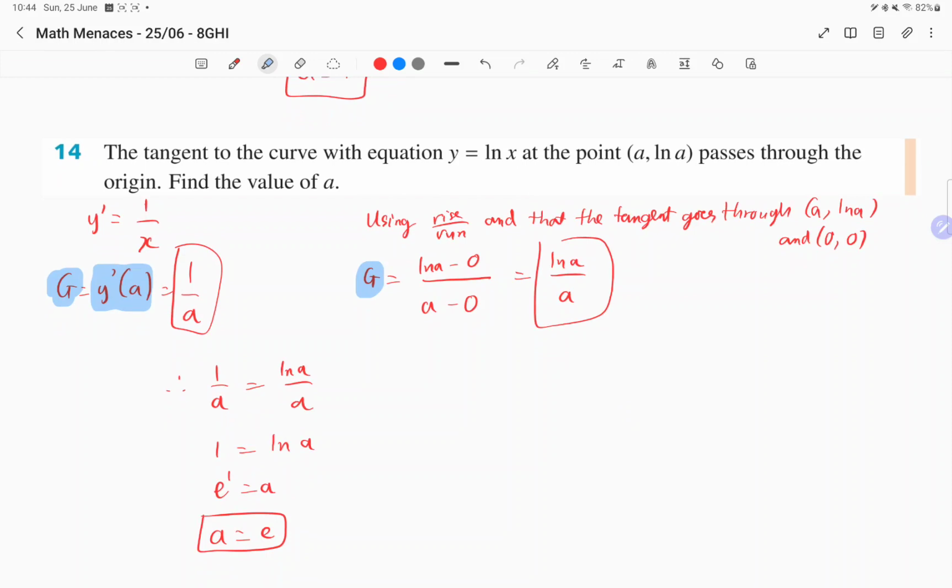And when you found a, which is e in question 14, that means the gradient is 1 over e. So it's 1 divided by 2.7, so that's 0 point something. Why do you have e dash? What's e dash? Oh, e power 1, that's power 1, not dash. Because ln a equals... We have 1 equals ln a. So ln a is log base e of a. So you convert it back to the exponential version. So e power 1 equals a.